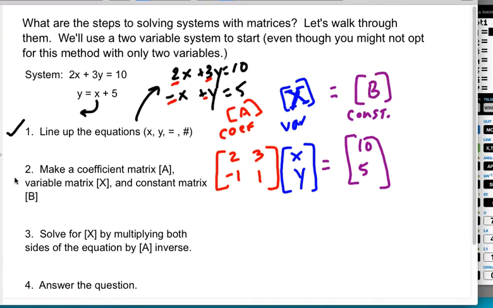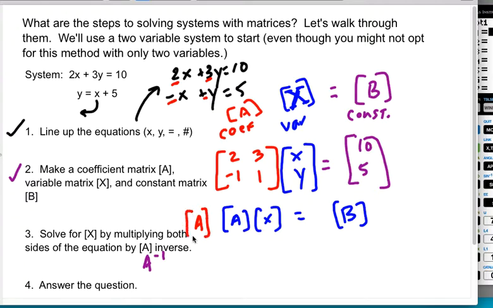Now, that's my next step. Make a coefficient matrix, a variable matrix, and a constant matrix, right? So I end up with AX equals B, right? I'm going to solve for that matrix X by multiplying both sides of the equation by A inverse, meaning A to the negative first. The reason I have to do that is you cannot divide by a matrix. There's no such thing. So what I'm going to do is take this AX equals B, which is what I currently have, and multiply both sides by A inverse, right? And I'm using the calculator notation.